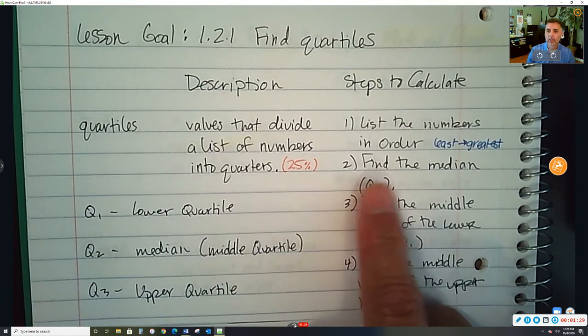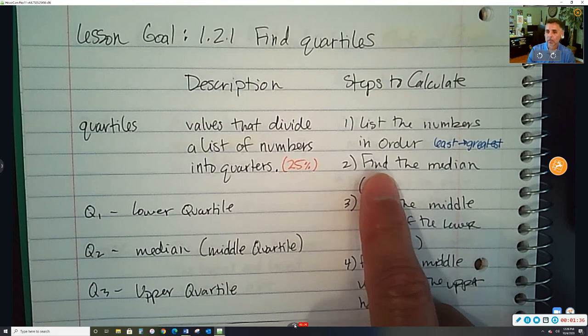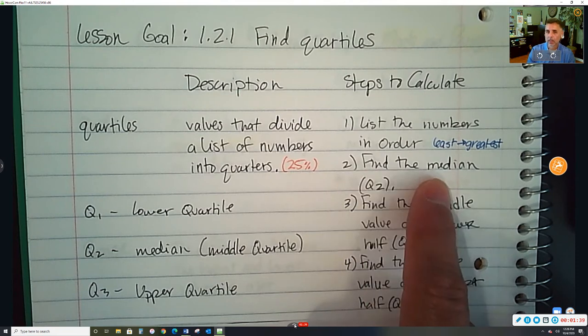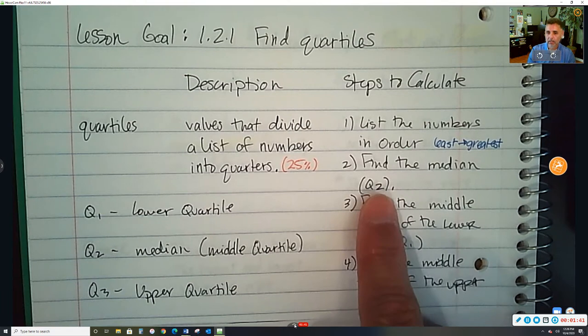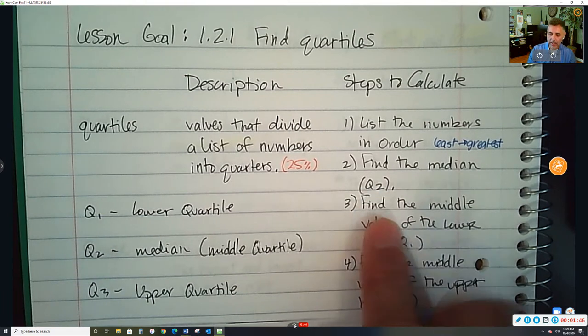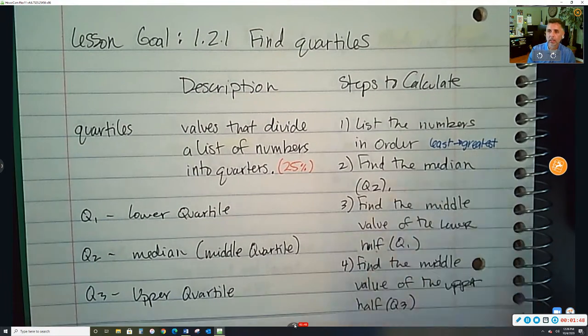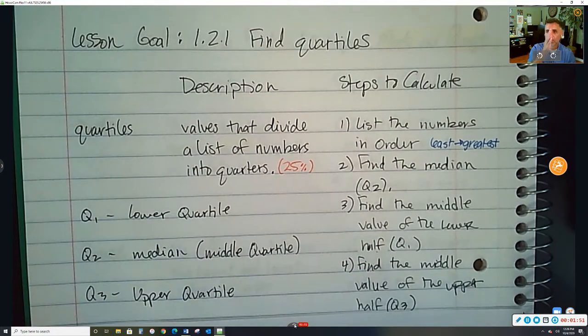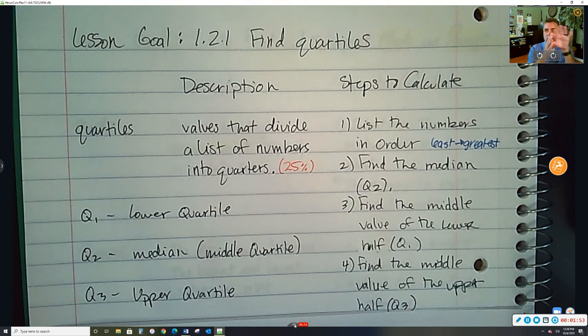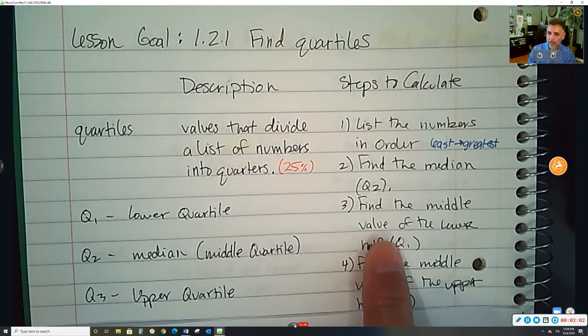And then after you got it in order, the thing you want to do right after that is find the median. And we've been doing this. Remember, the median is the middle number, okay? For quartiles, it is known as the second quartile, or quartile 2. And then after you find the middle number, that breaks the list up into 2 sections. Then you go to the lower part, or the numbers that are lower, and find the middle value there, okay?